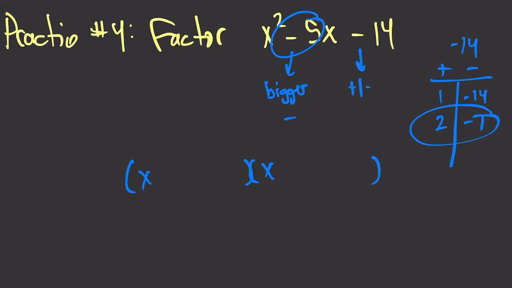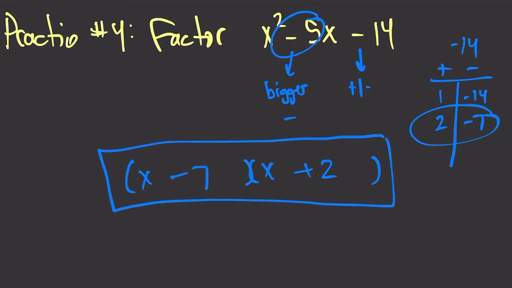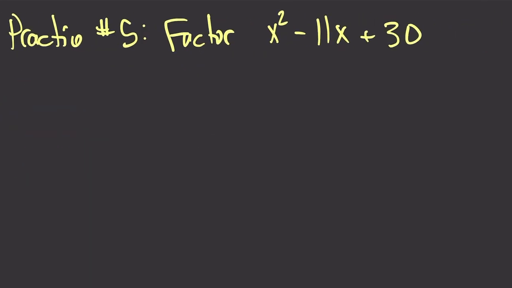So when you put those in the factors, I'll just show you it doesn't really matter what order. Negative 7 and a positive 2. So x minus 7 times x plus 2, that's 100% correct. When I say order doesn't matter, as long as the 2 is positive and the 7 is negative, you could put either one first. All right, the last one. Pause it, see if you can do this one.